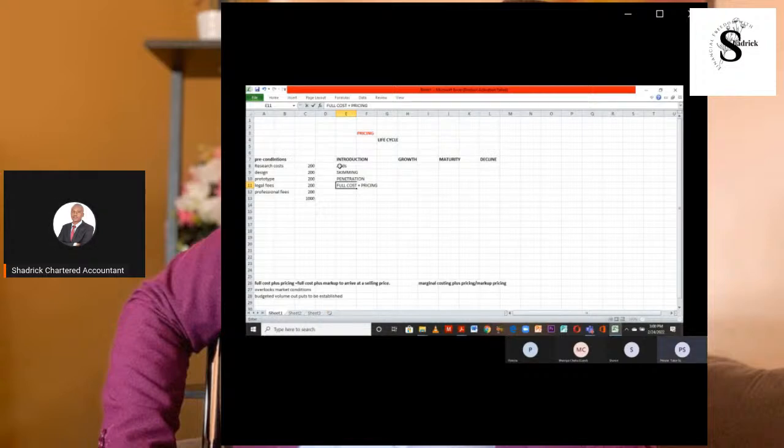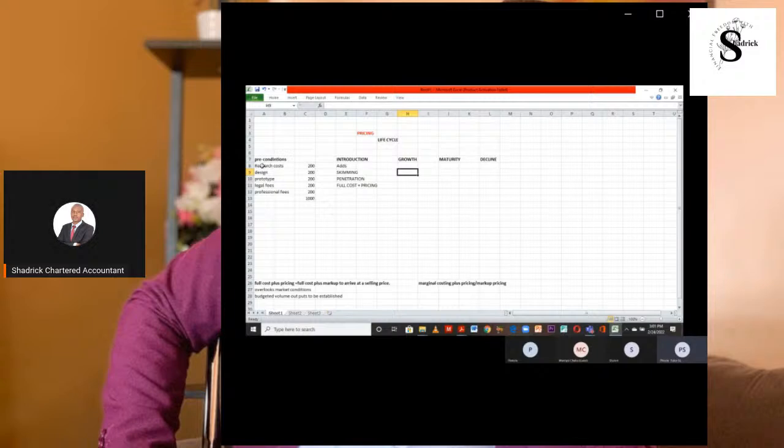So there are different prices. And you can either charge using what is called penetration. Now, when you use skimming, what we are simply saying here is that you can use full cost plus pricing. You can use the same one. It can still work. But look, I want to charge more money at the introductory stage because you are the only one. So usually skimming is for unique products.